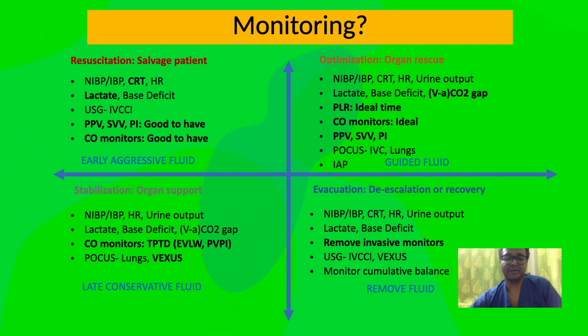It is very good if we have transpulmonary thermodilution in the stabilization phase, because this will give us extravascular lung water and will indicate if we are giving too much fluid and causing interstitial edema in our patients, which is our primary concern regarding fluid therapy. We can also look at the venous excess ultrasound, or VEXUS, to look for organ congestion. And if we have congestion in our organs, we decide to remove this extra amount of fluid in the evacuation phase. And finally, in the evacuation phase, when you are removing the extra fluid, we should probably start removing the invasive monitors, because now our patient is stable and it is time to de-escalate our therapy.